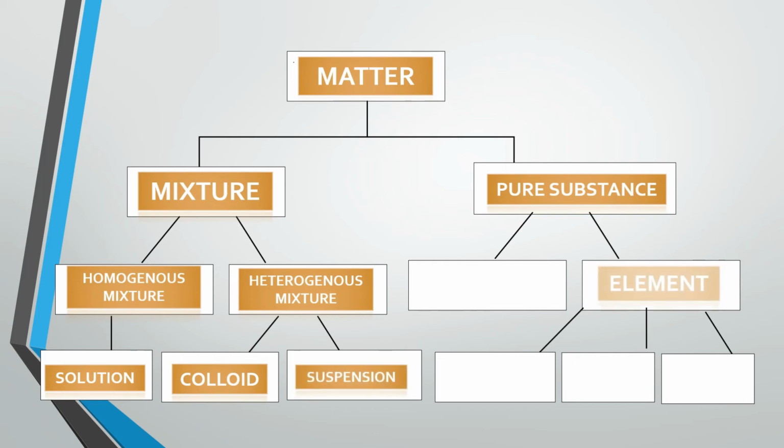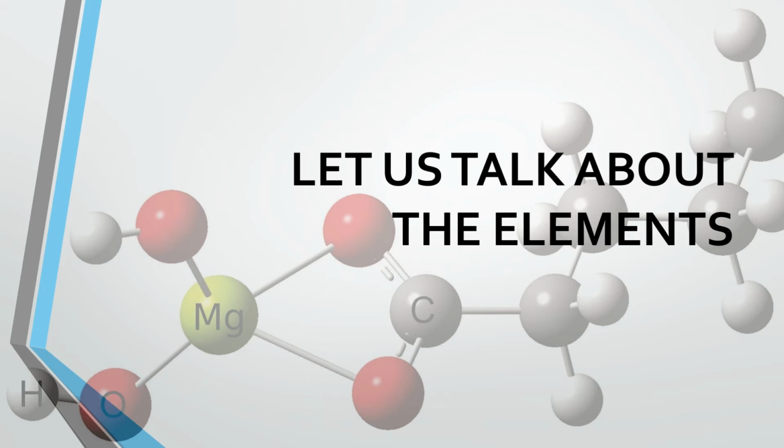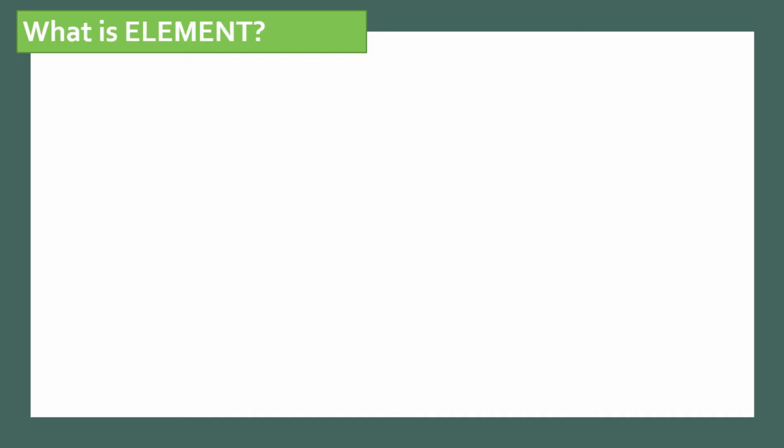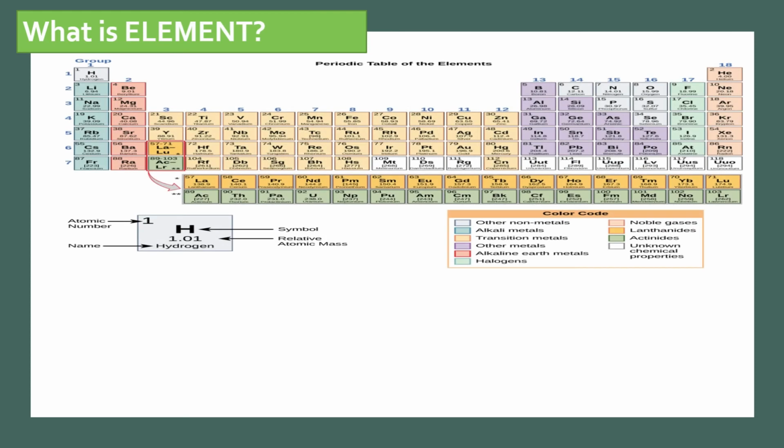Now, let's talk about pure substance. The two divisions of pure substance are elements and compounds. Then, let's talk about the element first. So, what is an element? In terms of the element, we have what we call the periodic table of elements. As you can see, we have atomic number 1 at the upper left of the element, then we have the symbol, the name, and the atomic mass. These are the elements. We have 1 to 103 in this picture, but if I'm not mistaken, there are 118 or 113 plus elements that we have.